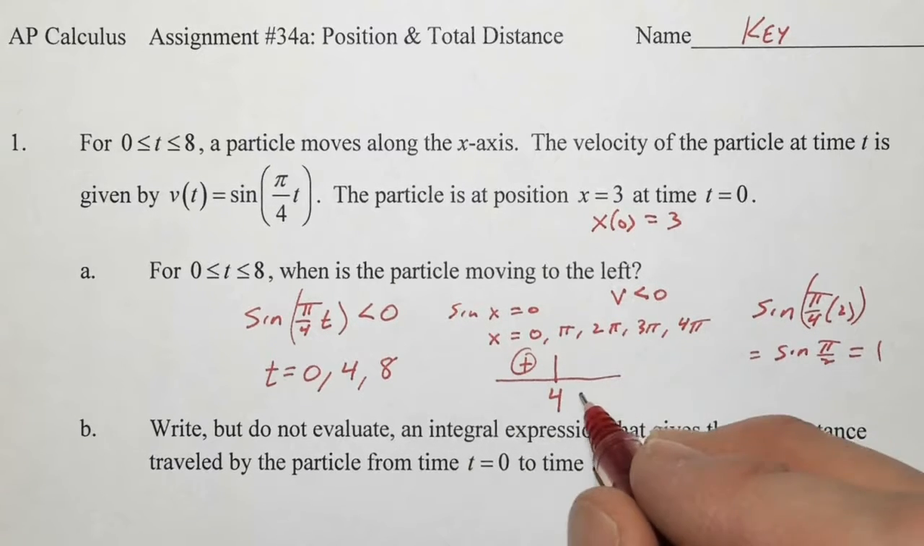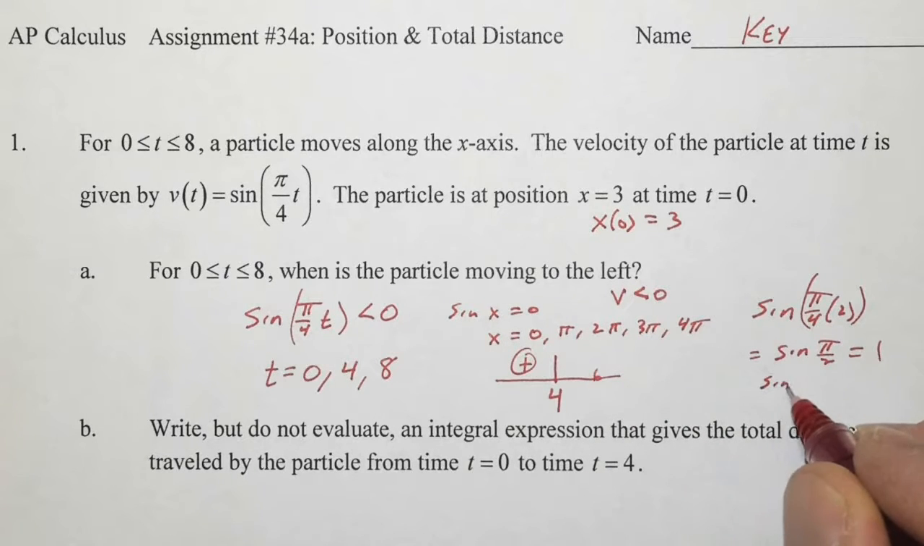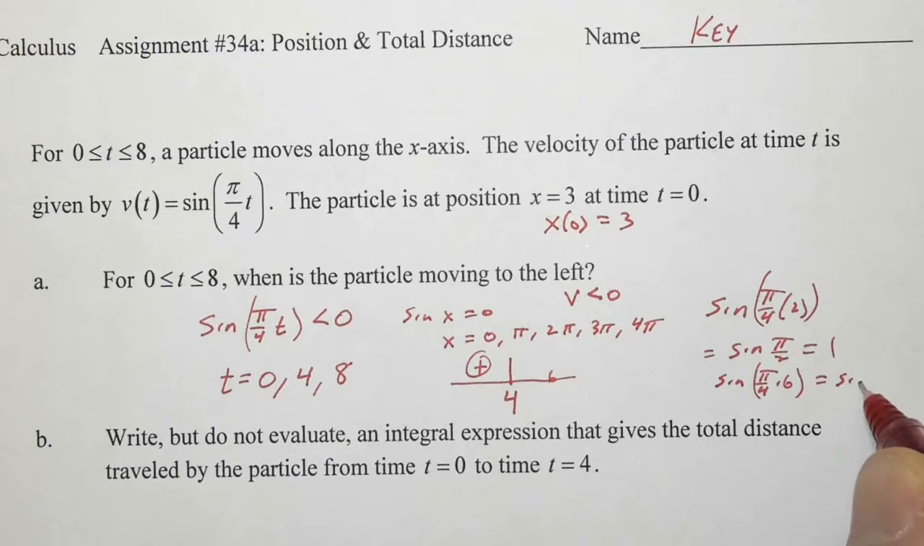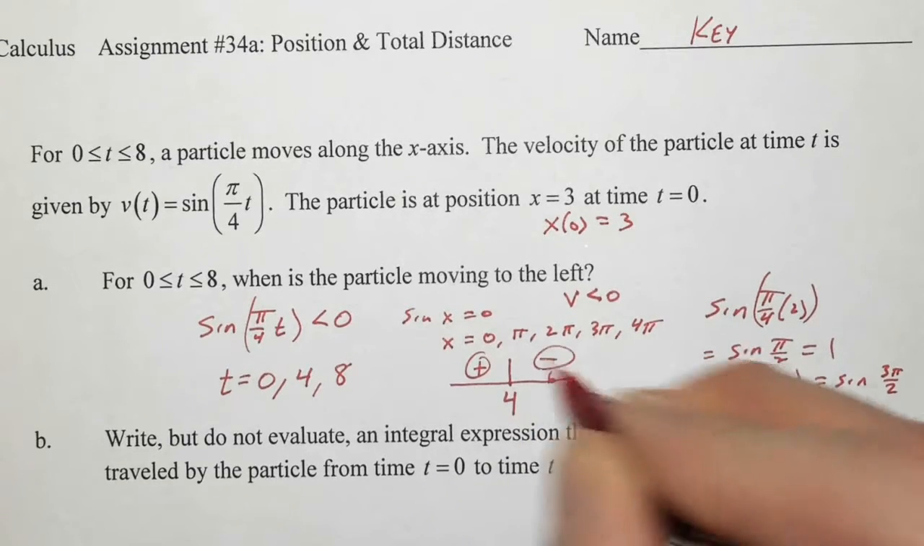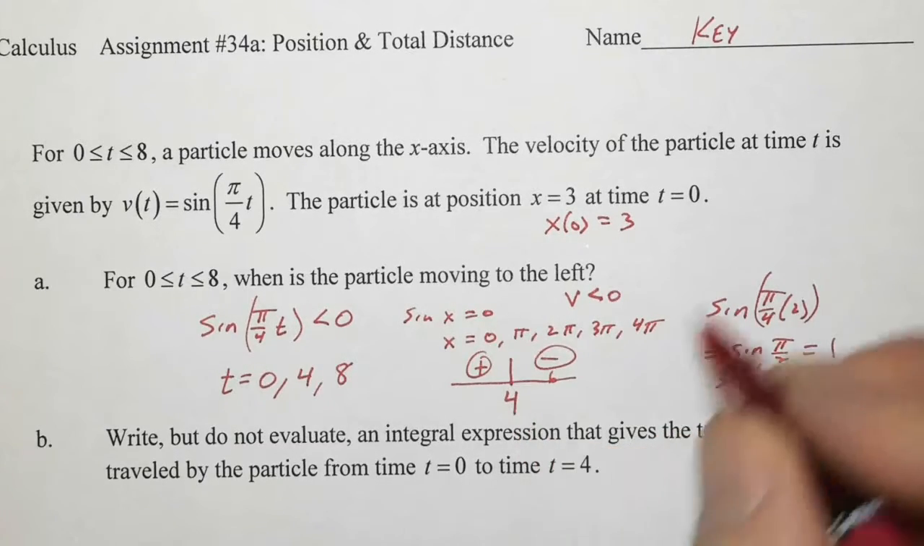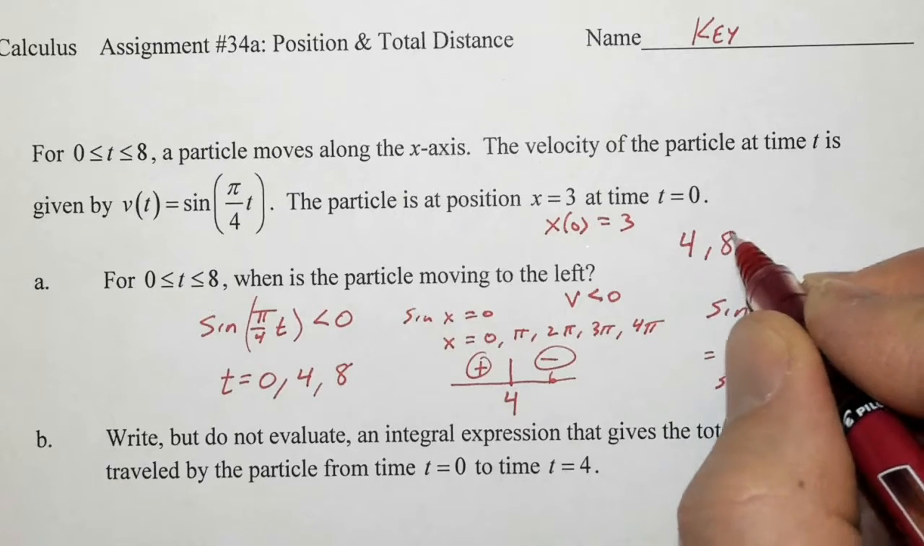Guess what happens when we pick a number to the right of 4, say like 6 or something? Now we have the sine of pi over 4 times 6, which is the same thing as the sine of 3 pi over 2, which is equal to negative 1. So we have negative values there. So basically we're talking about numbers to the right of 4. So when is the particle moving to the left? On the interval from 4 to 8.